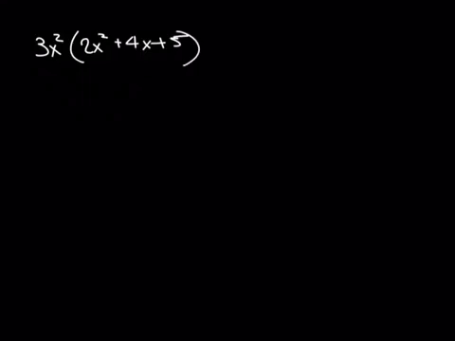Example 1, 3x squared times the quantity 2x squared plus 4x plus 5. Alright, so if you remember right, we do distribution. We multiply this by each term here. And remember, when you multiply, you can multiply anything. It's when you add and subtract that you can only add terms that have the same variable and the same exponent on the variable. Multiplication doesn't matter.